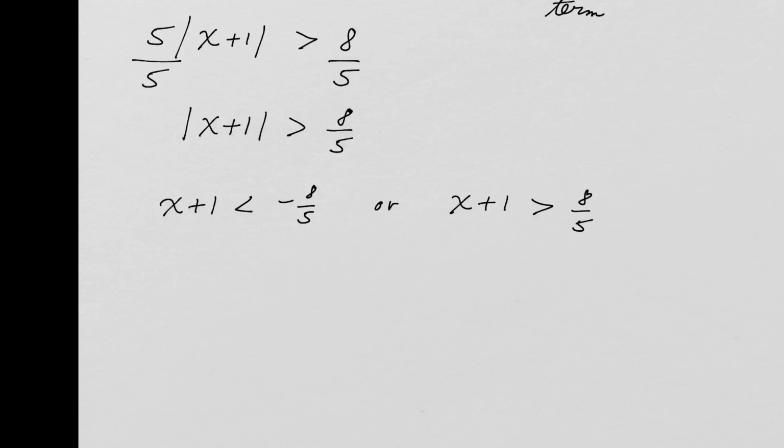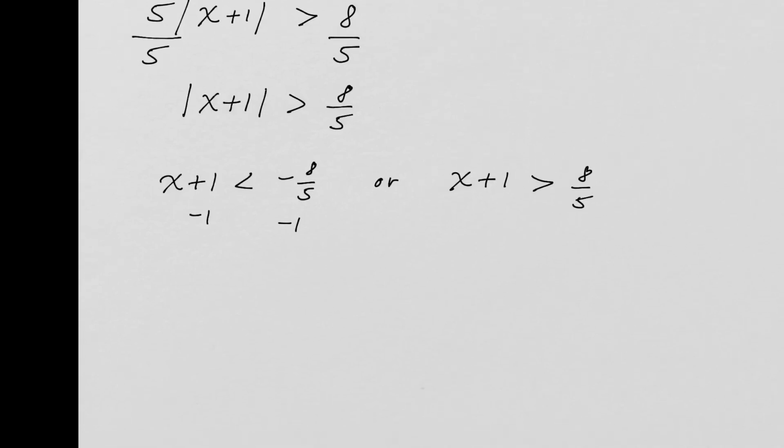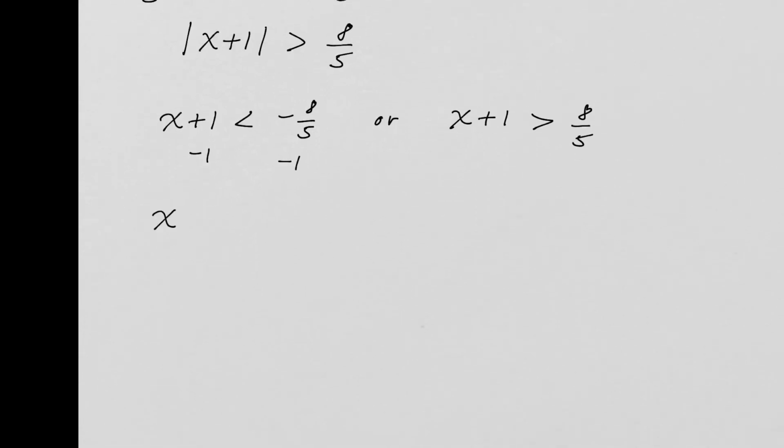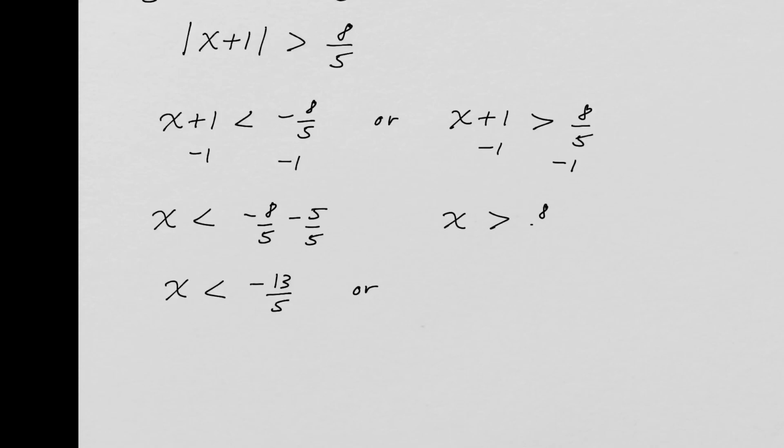So in this case, I would subtract 1. Well, what is subtracting 1? This is like -8/5 minus, you can think of 1 as 5/5, so you have the same denominator, the lowest common denominator, which is 5. And what's -8/5 minus 5/5? That's going to be -13/5. Or, and here if I subtract 1, I get x is greater than 8/5 minus 5/5. So that's x is greater than 3/5.